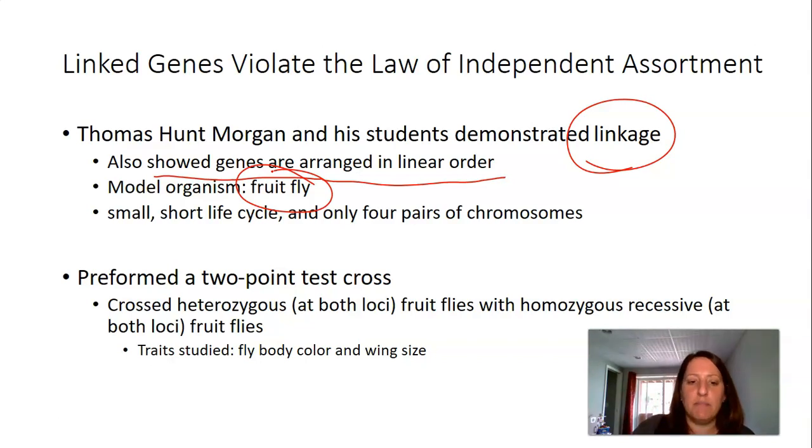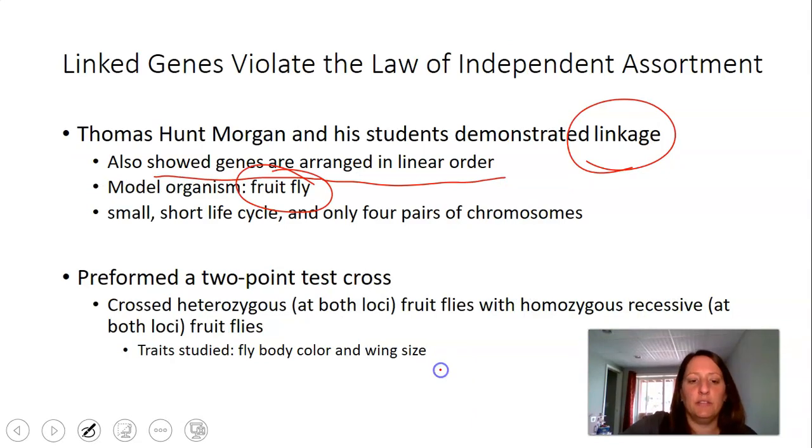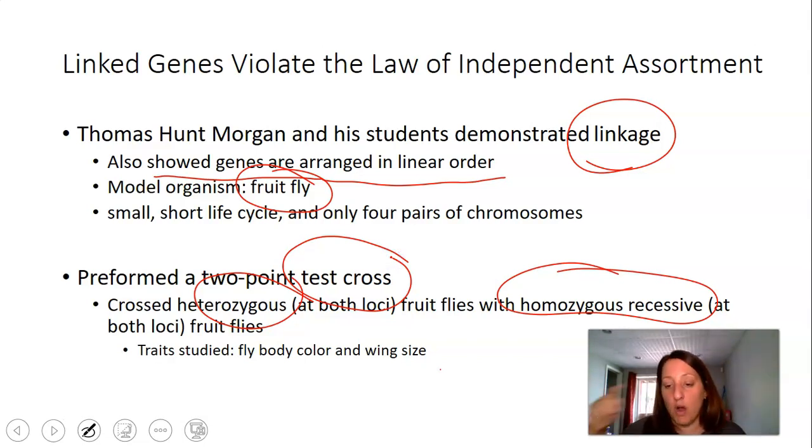Okay, so remember, what does that mean? He's going to take heterozygous flies, flies that are heterozygous at both loci that he's studying, and he's going to cross them with flies that are homozygous recessive for both loci that he's studying. So this is really important. Whenever you see an organism was test crossed, you always want to go to, okay, test cross means I need to mate this, whatever it is, with a homozygous recessive.